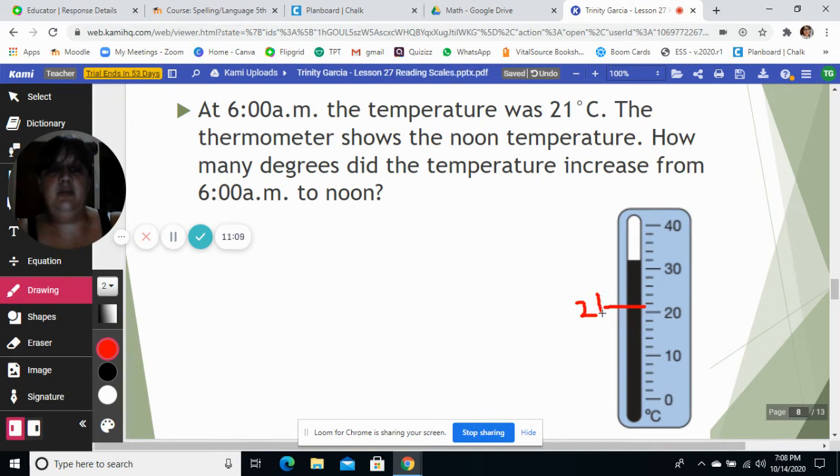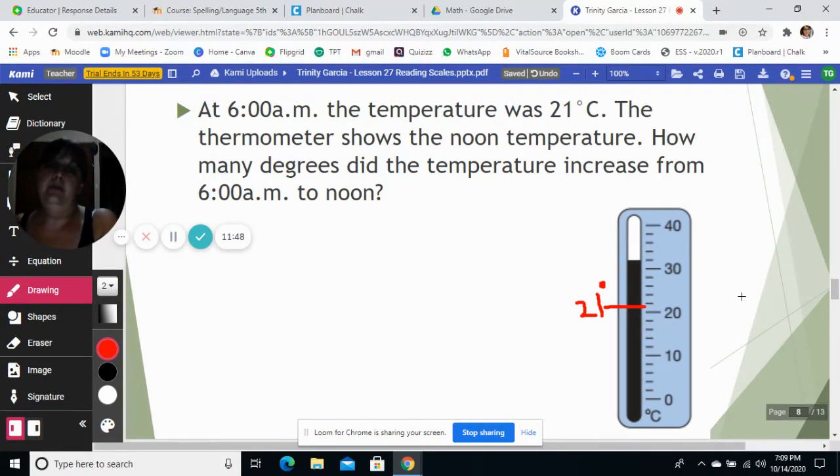Okay, so you have to be careful when you're reading a scale or a number line that you understand what the value of each of these lines is representing. Here we have 20, then 21 is in between the two lines. So there's 21 degrees. And when you're writing in math, remember to always include the symbol. That should be a little degree sign, but it's hard to do on here. Okay, there's 21 degrees. Then it asks us, how many degrees did the temperature increase by noon?